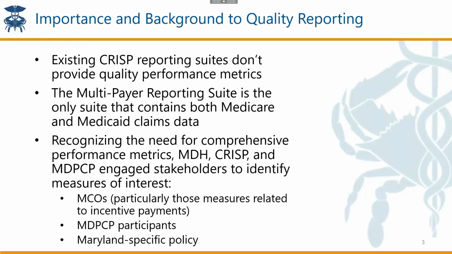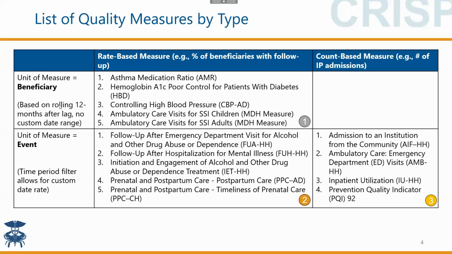CRISP and HMetrics have worked over the last year to understand what quality metrics were most relevant to Maryland stakeholders, including MCOs and Maryland primary care practices, and came up with this initial list. I'll turn it over to Audrey now to talk about the measures and share a demonstration. Thank you so much, Kate. Hi, everybody. This is Audrey Speeder with HMetrics.